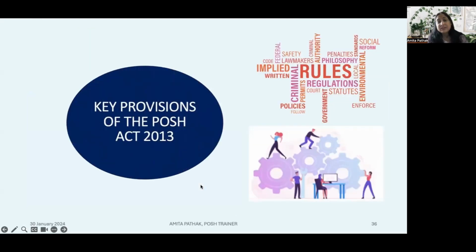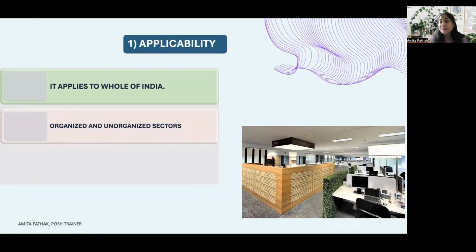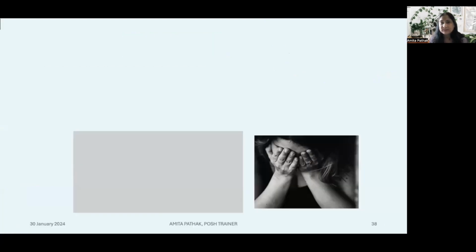Next come the key provisions of the POSH Act 2013. What are the major key provisions? Although there are many, we will discuss the 10 key provisions that are most necessary to understand the POSH Act. The first is applicability. Where is it applicable? It applies to the whole of India, to organized and unorganized sectors, and it is mandatory for all workplaces with 10 or more employees to apply the POSH Act.